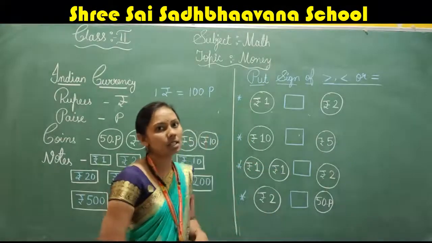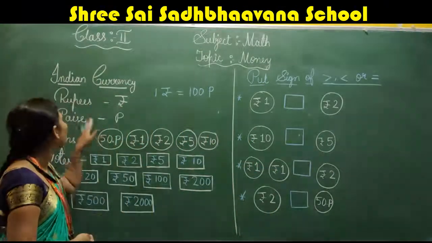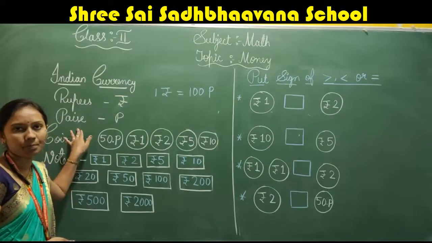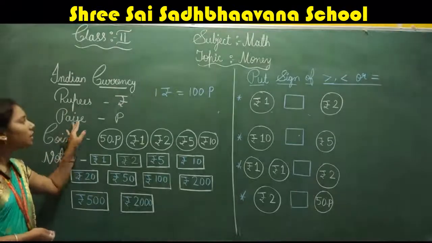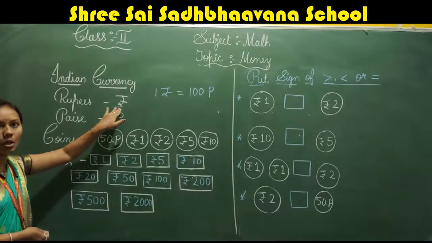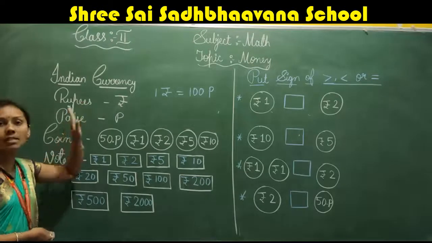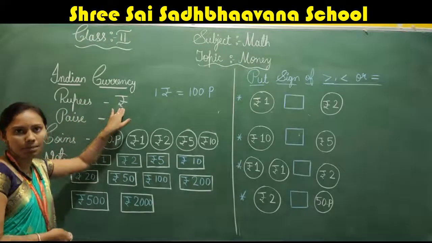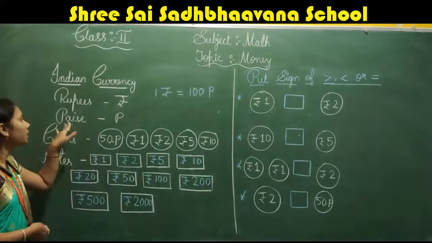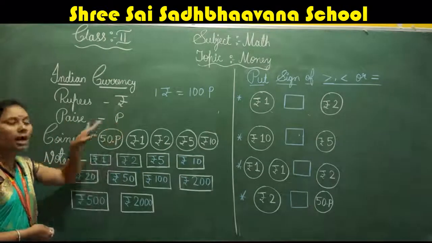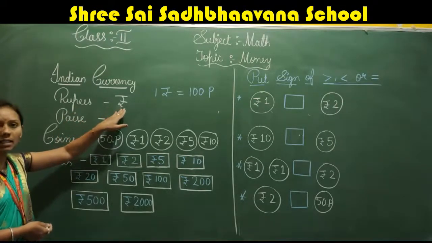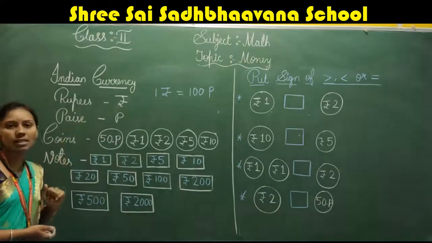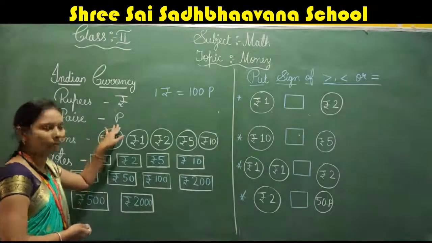Children, Indian currency is in the form of rupees and paise. Rupees is denoted by this symbol, which you can see here. Next, the paise is denoted by P.